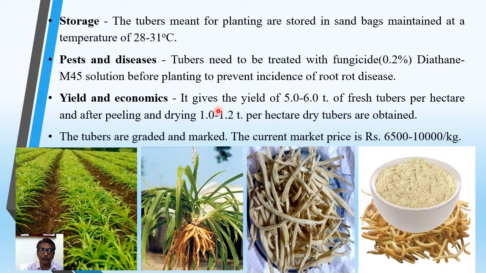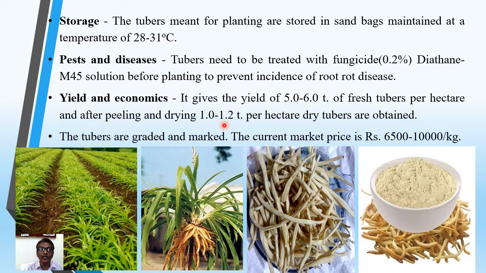About the yield and economics: it gives a yield of 5 to 6 tons of fresh tubers per hectare, and after peeling and drying, 1 to 1.2 tons per hectare of dry tubers are obtained.